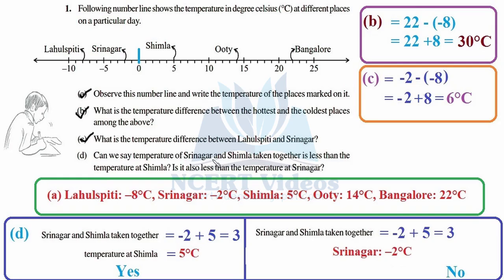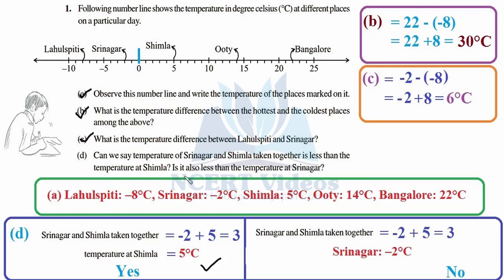D. Can we say the temperature of Srinagar and Shimla taken together is less than the temperature at Shimla? Well, let's see. Srinagar and Shimla taken together is minus 2 plus 5. We have to add them up. You can see the greater number is positive and we have to subtract whenever signs are different. Therefore, it is 3, plus 3 because 5 was having the plus sign. Now, the temperature at Shimla we have to compare it. Well, the temperature at Shimla is given straight away, 5 degrees Celsius. So you can see here, yes, is the answer because it is greater.